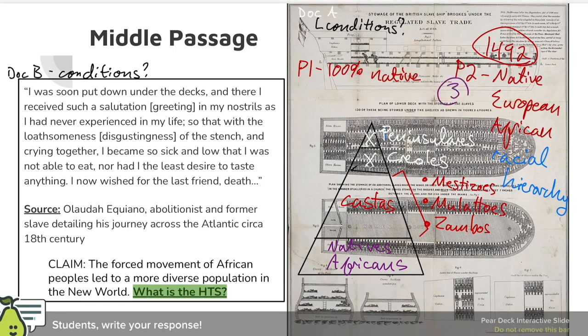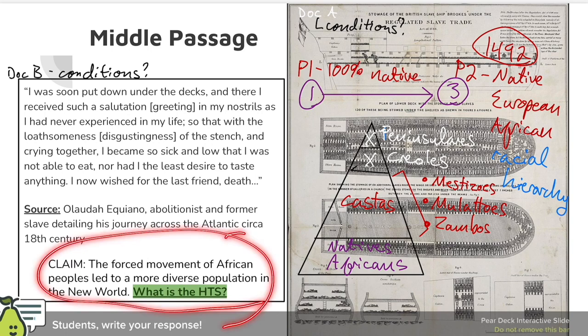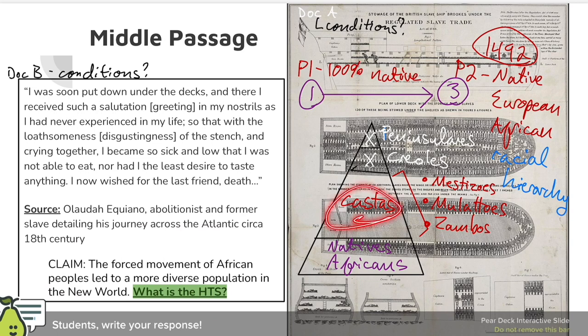So we have three races in period 2. We have the Europeans, the Native Americans, and the Africans. So that's a big change from our 1 to 3. Would that support our claim of the diaspora leading to a more diverse population in the New World? Absolutely. We went from 1 to 3. And look at all these vocab words that you could use to support that claim. You have the castas, you have the African population being brought over in the asiento, and this new social hierarchy that's created, specifically talking about the population of people in the Americas.